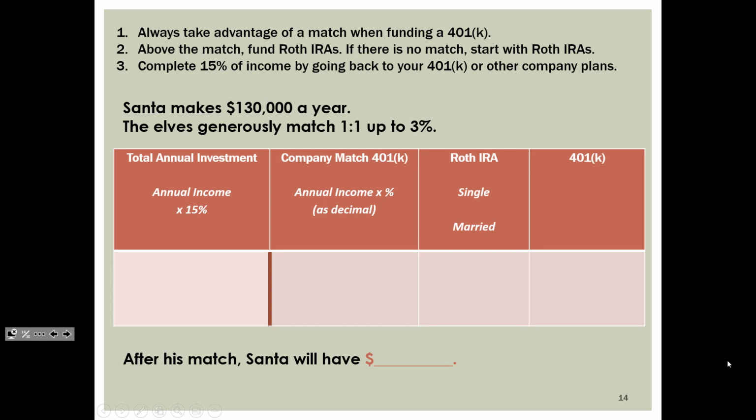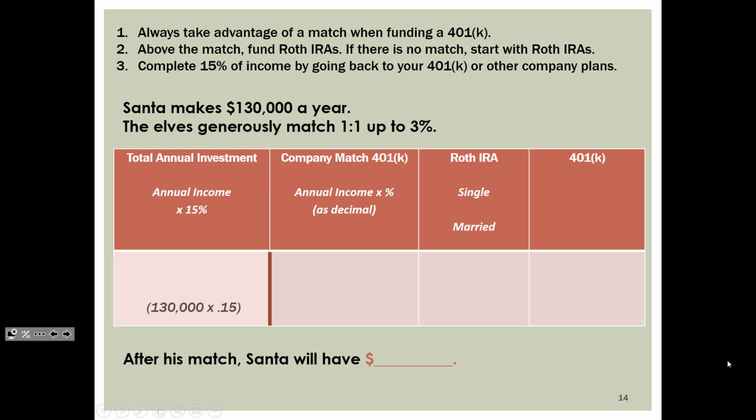So I have a couple other examples. I just took the thermometer in this case and flipped it on its side. And I want to walk through these examples because they have different types of matches and different percents. So in this example, we have Santa Claus. He's making $130,000 a year, and his elves are going to match him 1-to-1 up to 3%. So the very first thing we do is figure out how much Santa's trying to earn.